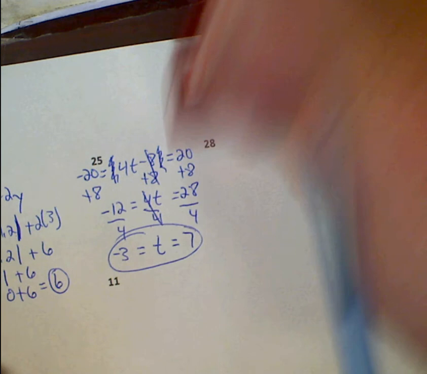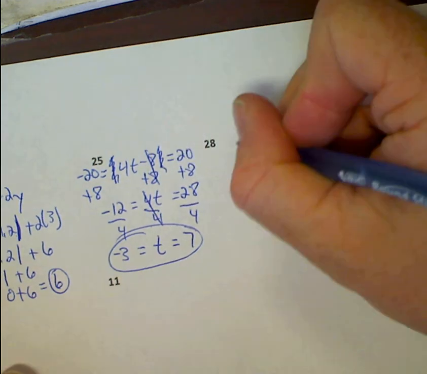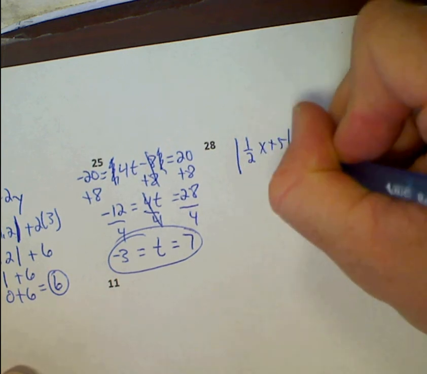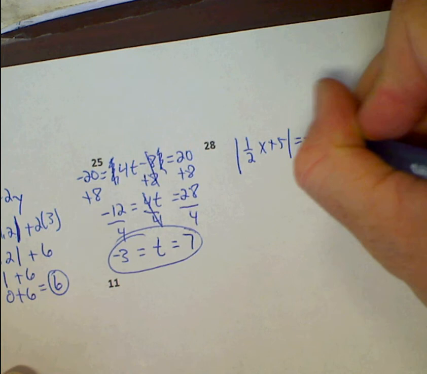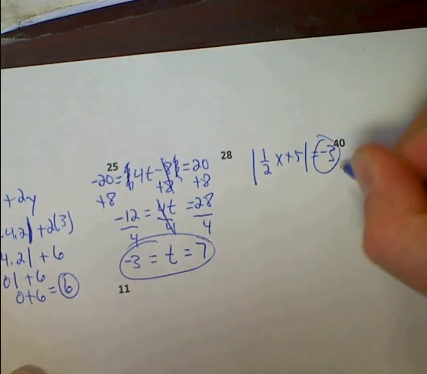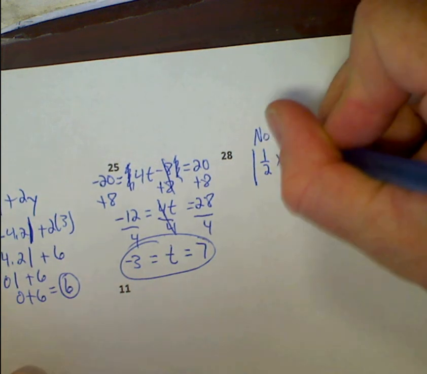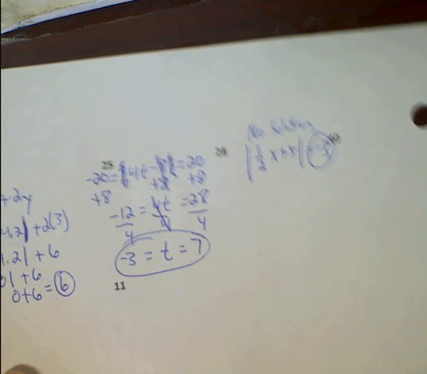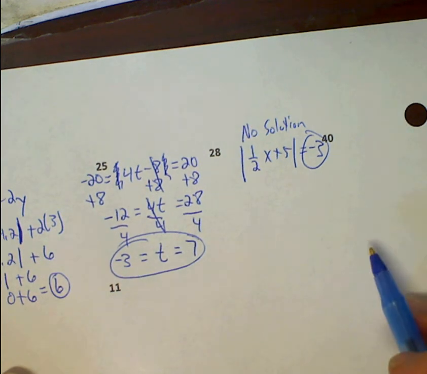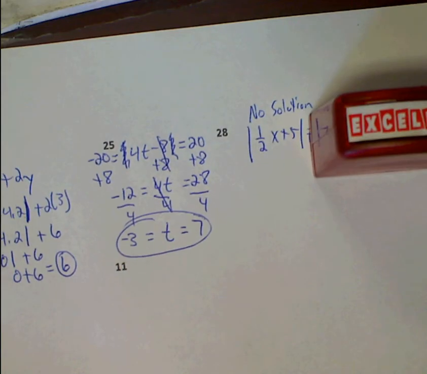Number 28. Pause the video and try. On number 28, I'm given the absolute value of 1/2 x plus 5 equals negative 3. Now I told you that we actually cannot start off with a negative. This is impossible. Right off the bat, I would say no solution. We cannot solve with something with a negative already begun. So go ahead on number 40. Pause the video and try.